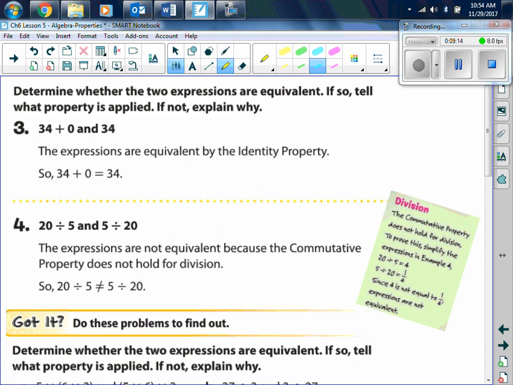Here, what about this one? 20 divided by 5 and 5 divided by 20. No, they're not equivalent, right? So 20 divided by 5 is 4, right? And 5 divided by 20 is 1/4. You see, they're not the same. They're not equivalent. So here, these expressions are not equivalent because, and here's the explanation, because the commutative property does not hold for division. Okay? Is everybody clear with that?